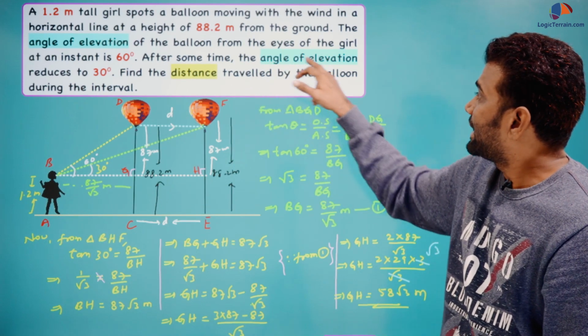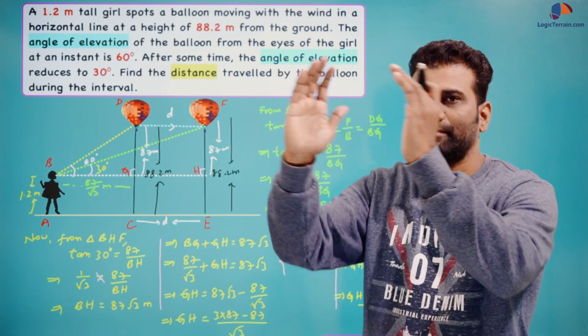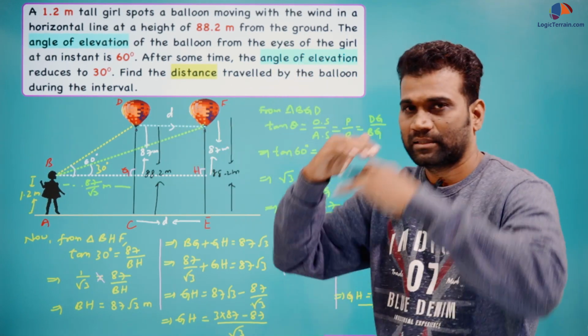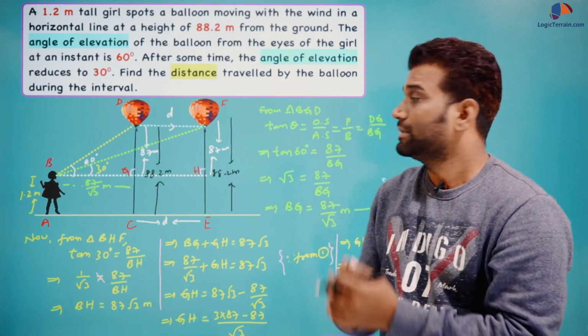After some time the angle of elevation changes, because the balloon is moving with the wind, okay, it is moving like this, with the same height, okay.